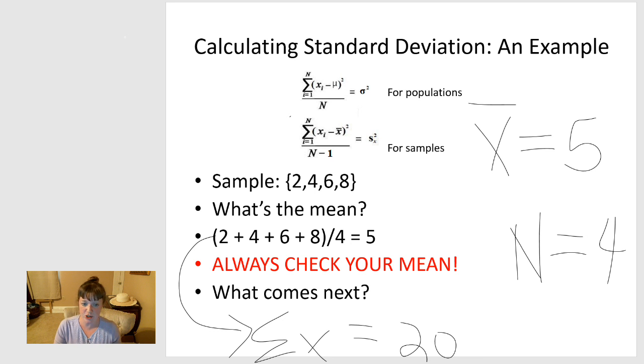Sure, the first person told me 2, the next person told me 4, the next person told me 6, the next person told me 8, but the average of these 4 people is 5. That is the average amount of mood in these people. So what comes next?